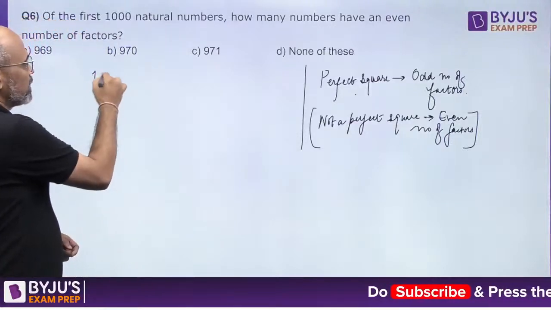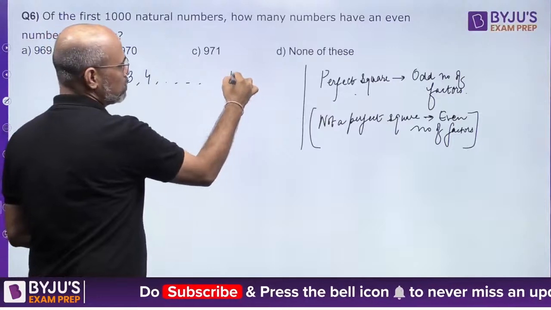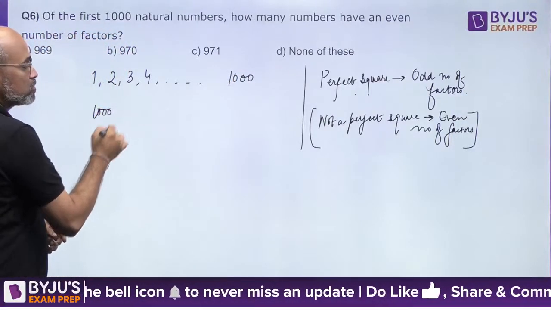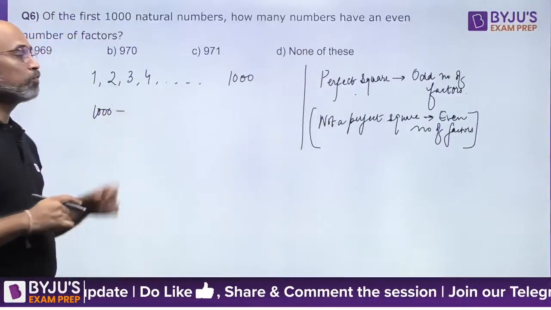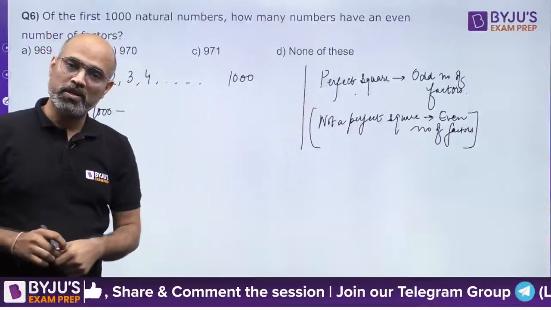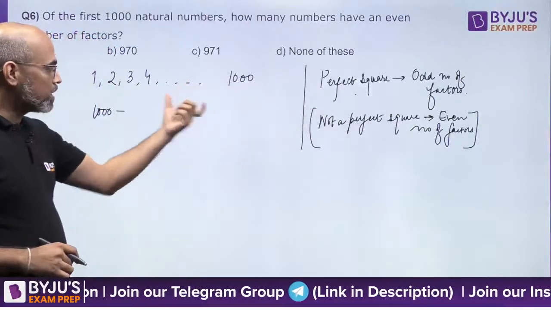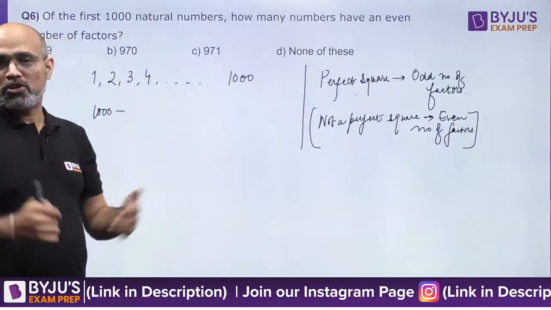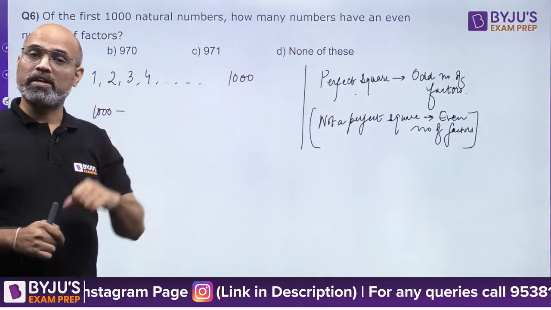So if I start writing 1, 2, 3, 4 and so on up to 1000. So out of these 1000, instead of finding which are not perfect squares, don't you think it's easier to figure out how many of them are perfect squares? जितने भी perfect squares होंगे, if I remove them, then the leftover will be all those numbers which are not perfect square. Now, how many are perfect squares here?